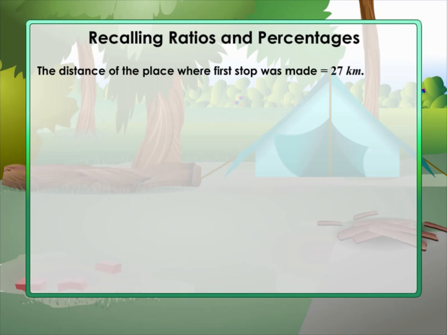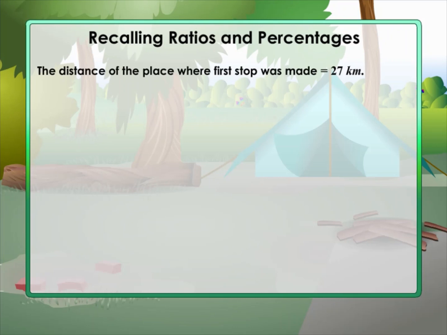Now let us find the last subdivision. If their first stop is at a place 27 kilometers from the school, what percent of the total distance of 75 kilometers is this? What percent of the distance is left to be covered?